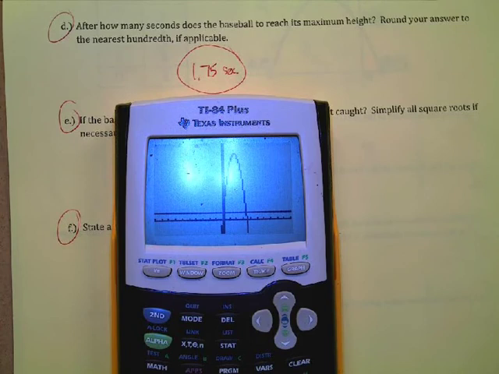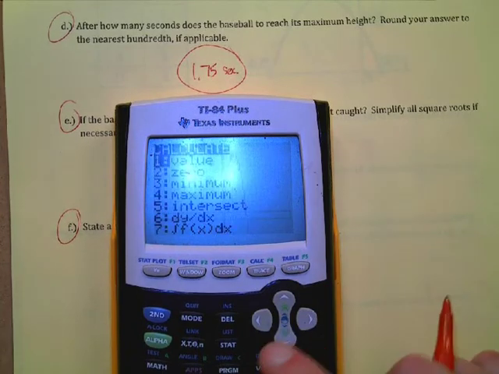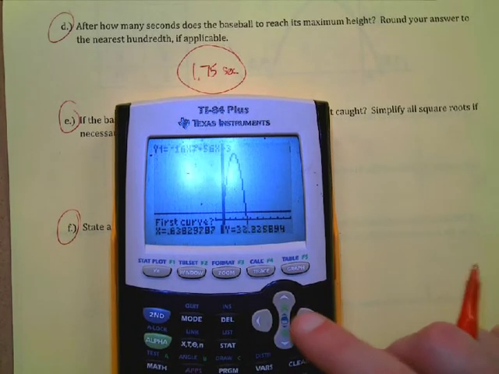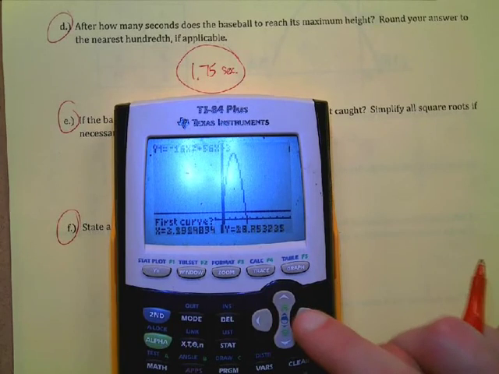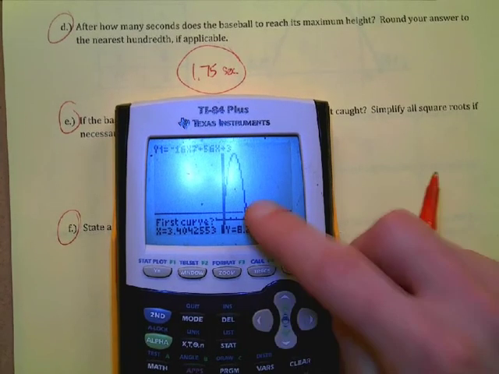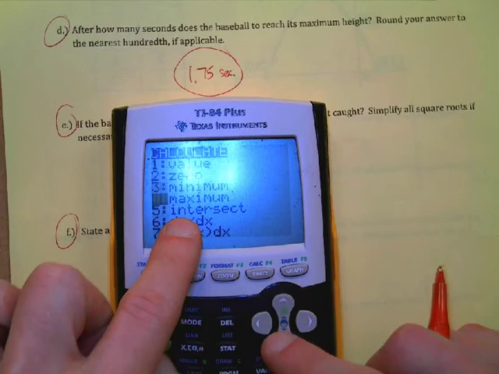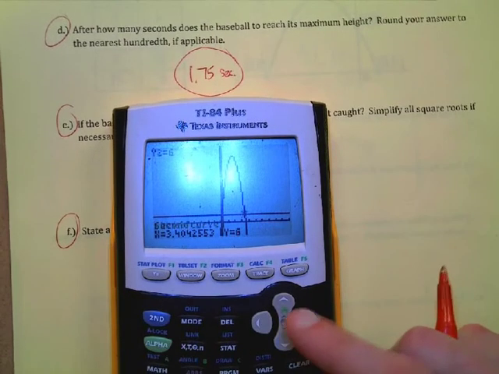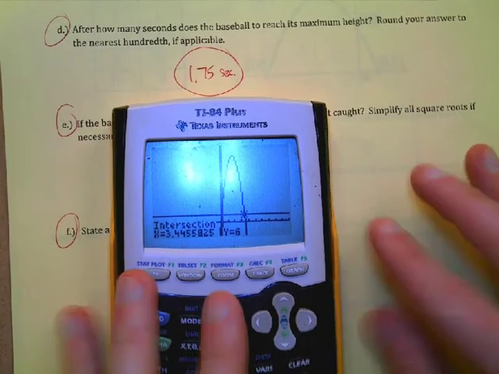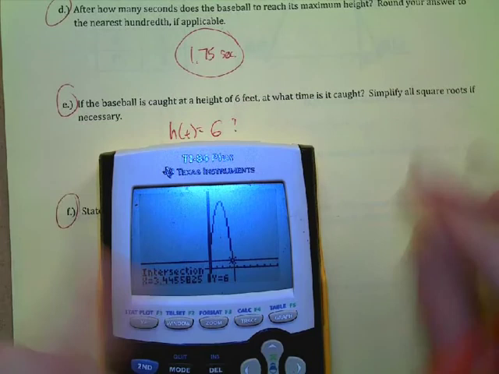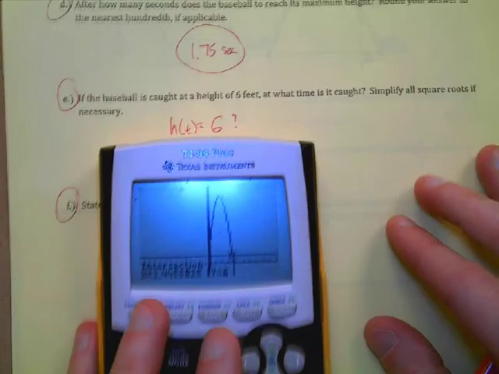Now granted, you can always say, well, Mr. Witt, the batter could have foul tipped it and the catcher caught it 6 feet in the air, or something like that, because it's really quick. And yeah, that can happen, but most likely the ball is going to go up, reach its maximum height, and then come down and get caught, right? So we're going to go for that second point there. But if you really wanted to argue with me, I could see that argument.